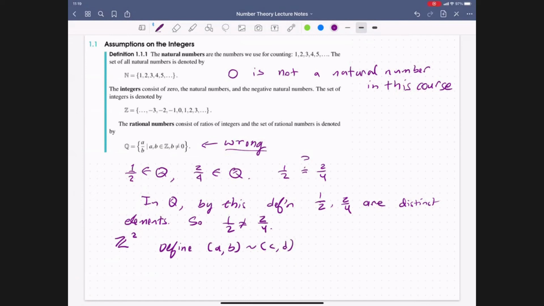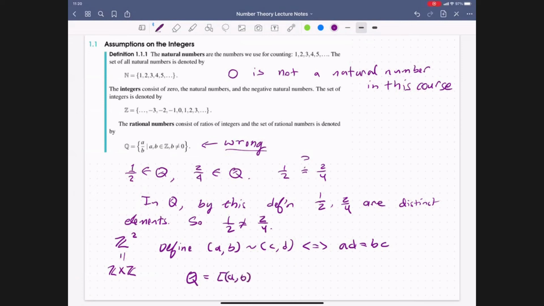So we can define (a, b). So these are in the integers Cartesian product with itself. So this, remember, is Z cross Z, the Cartesian product. So with this terminology, we can define (a, b) to be related to (c, d) if and only if AD is equal to BC. And the precise way of defining the rational numbers is as the collection of equivalence classes on this.